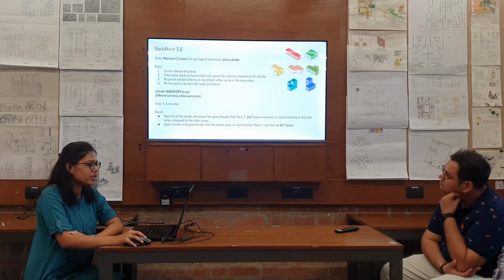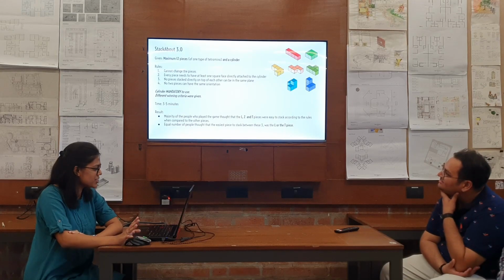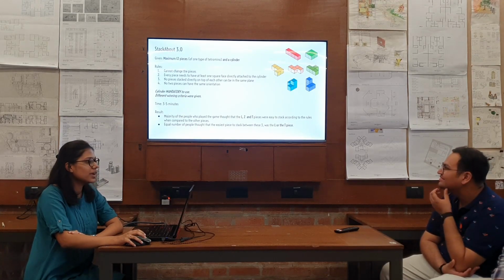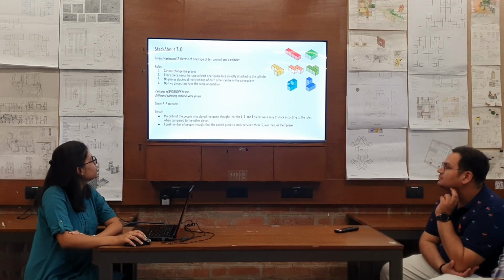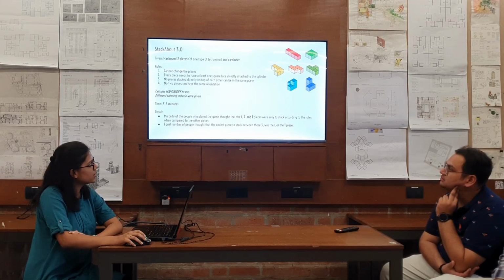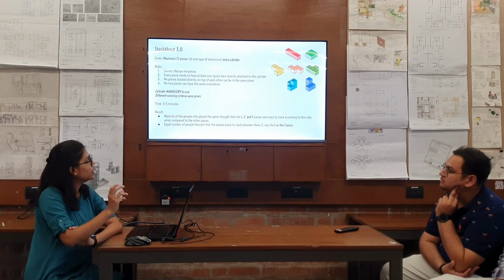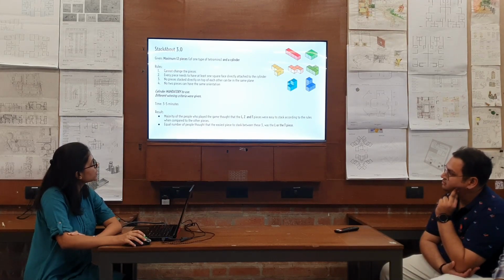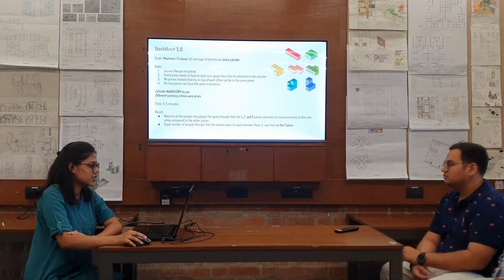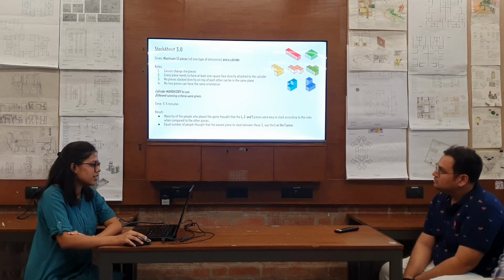Stackabout 3.0, the current version of the game, is a combination of the previous two versions. Maximum 8 to 12 pieces of one type and a cylinder are given. The rules are that you cannot change the pieces, not even rotate the pieces, as in one cube. Every piece needs to have at least one square face directly attached to the cylinder. No pieces stacked directly on top of each other can be in the same plane, and no two pieces can have the same orientation. Here the cylinder is mandatory to use in this version, and different winning criteria were given.